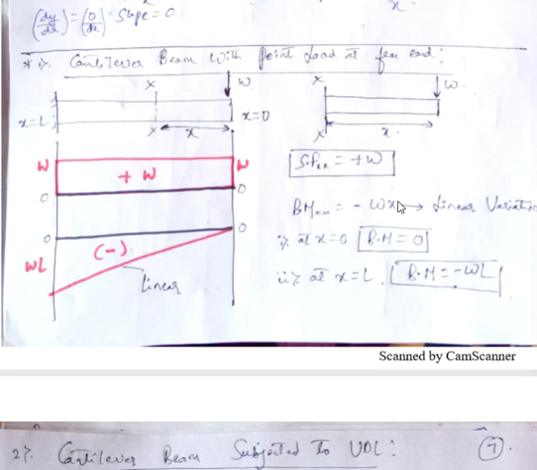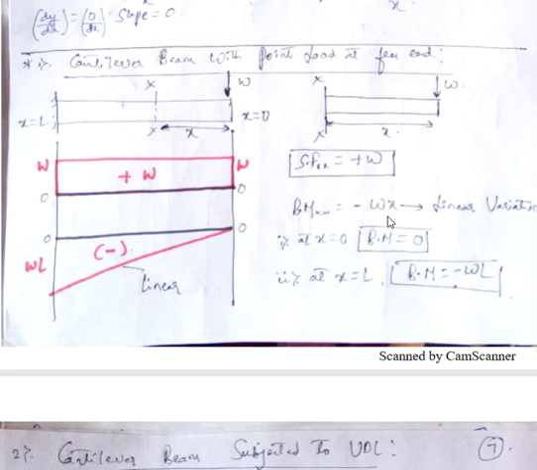There is an x term. That means bending moment is going to change along the length. As I change the value of x, if x equal to 0, then bending moment will be 0. If x equal to L by 2, half the length of the beam, then bending moment will be different. If I take x equal to L, then bending moment will be different. So that is what we are going to do.